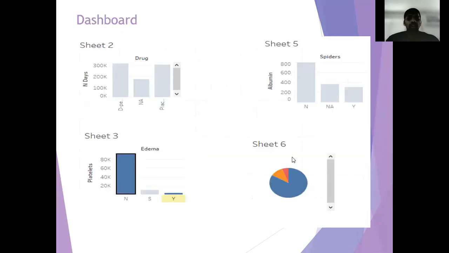And this is the dashboard where I have captured four key analyses: drugs administered versus the days since the patient was diagnosed, the albumin level per different spider categories, and the platelets level per different edema categories. So these are the things which I have explained. I have captured screenshots highlighting the different categories and pasted those screenshots in this dashboard slide.